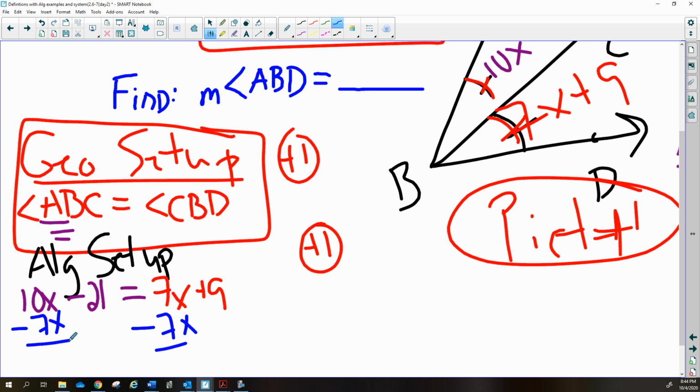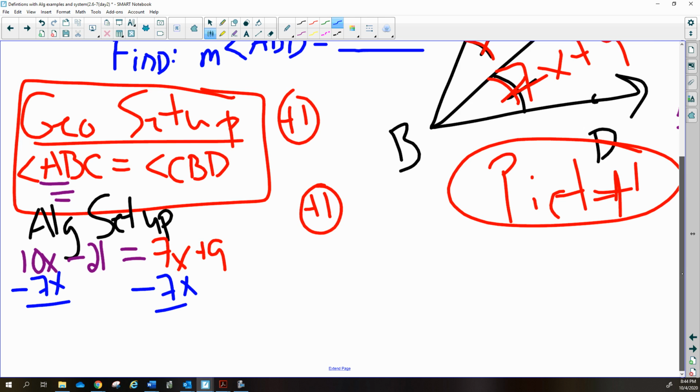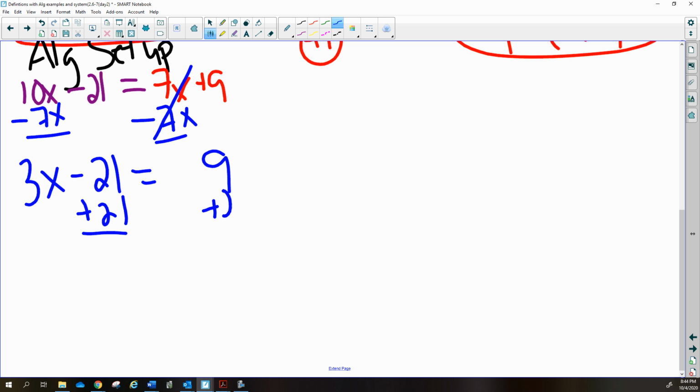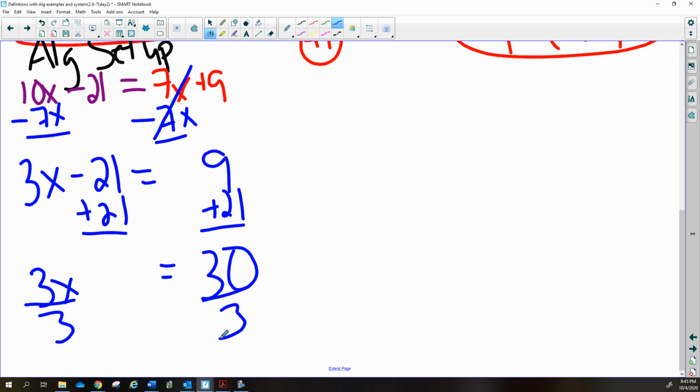So I subtracted 7x from both sides. That cancels here on the left. Rewriting, I have 3x minus 21 equals 9. If I add 21 to both sides, I'll have 3x equals 30. And after dividing by 3, I have x equals 10.